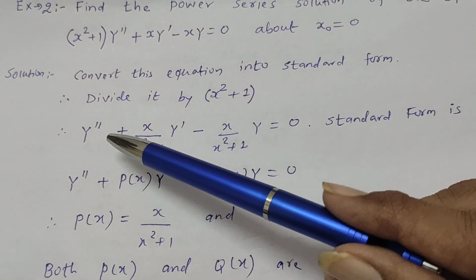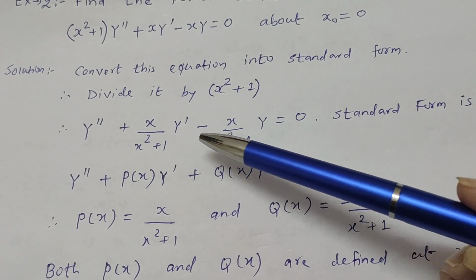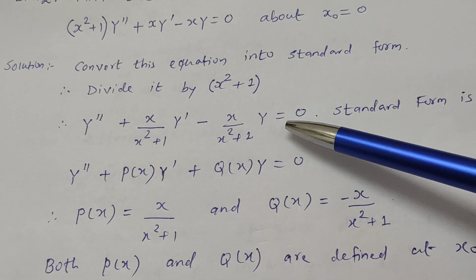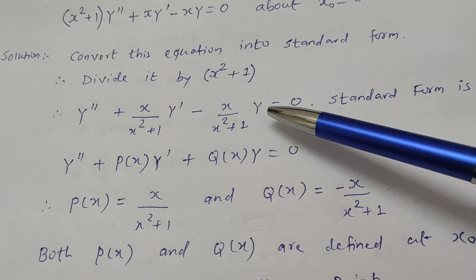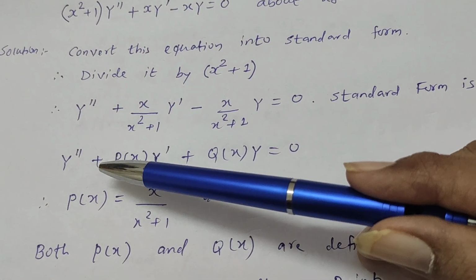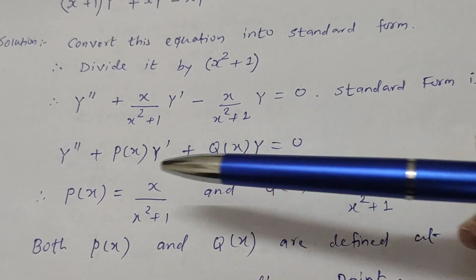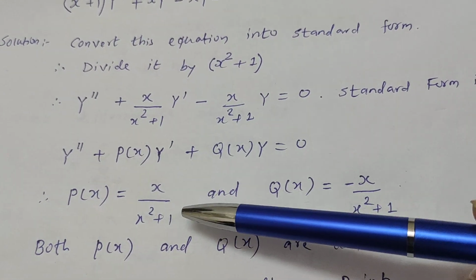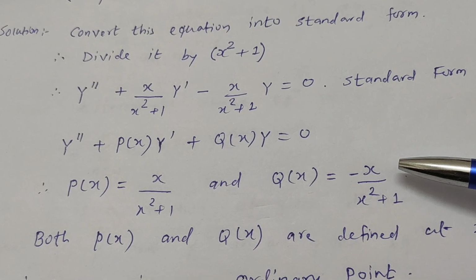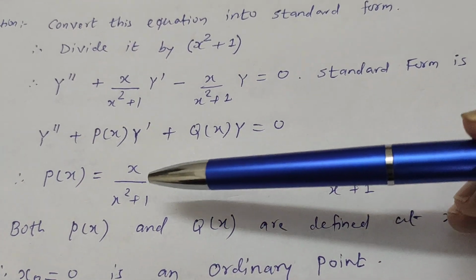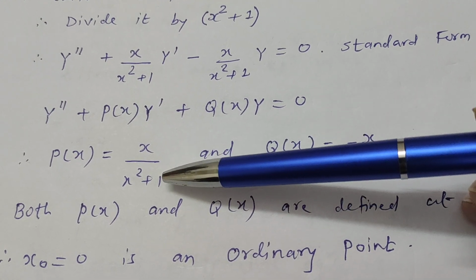If we divide this equation by x² + 1, it will become y'' + x/(x² + 1) y' − x/(x² + 1) y = 0. Now comparing this equation with the standard form, and the standard form is y'' + p(x)y' + q(x)y = 0. So p(x) is x/(x² + 1) and q(x) is −x/(x² + 1). Now if you put the value x equals 0 in this function, it will become 0 over 1.